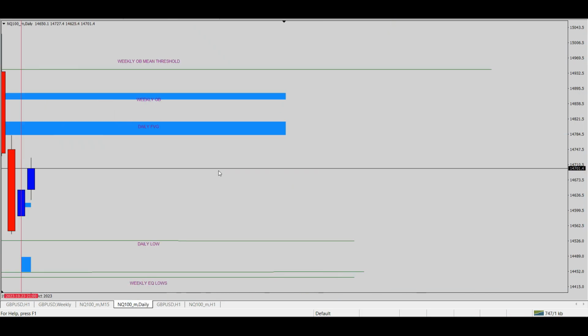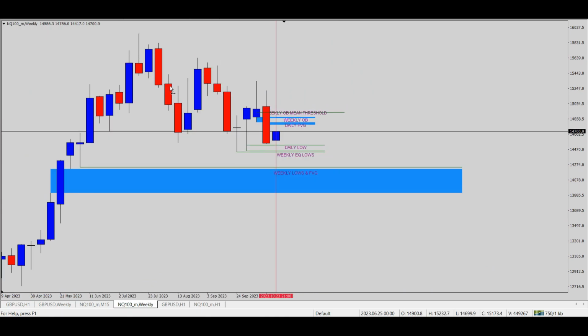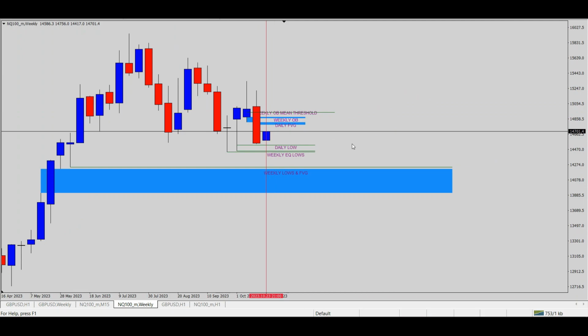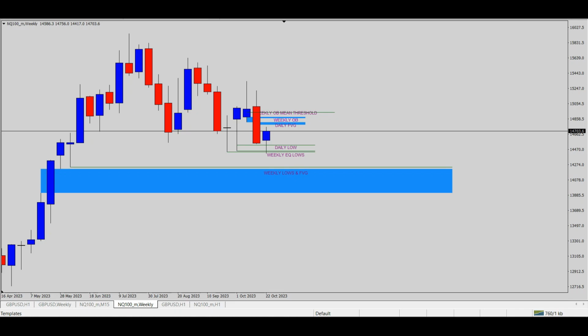So mind you, I told you I have three time frames I'm looking out for. So I start my analysis from the weekly time frame. So let's drag this back properly. Let's see if I could extend this properly. So you can see this is the markup I have right here. Let me try and clear the chart a little.